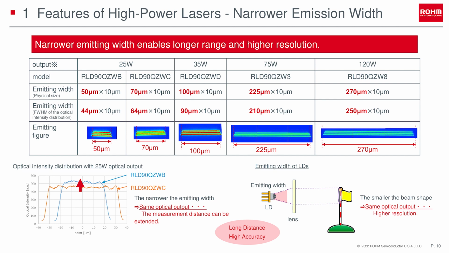ROHM's high-power laser diodes are available in 25, 75, and 120 watt classes with a pulse width of 50 nanoseconds. The emission widths are 50 microns and 70 microns for the 25 watt class, 225 microns for the 75 watt class, and 270 microns for the 120 watt class. ROHM has the narrowest emission widths in the market.